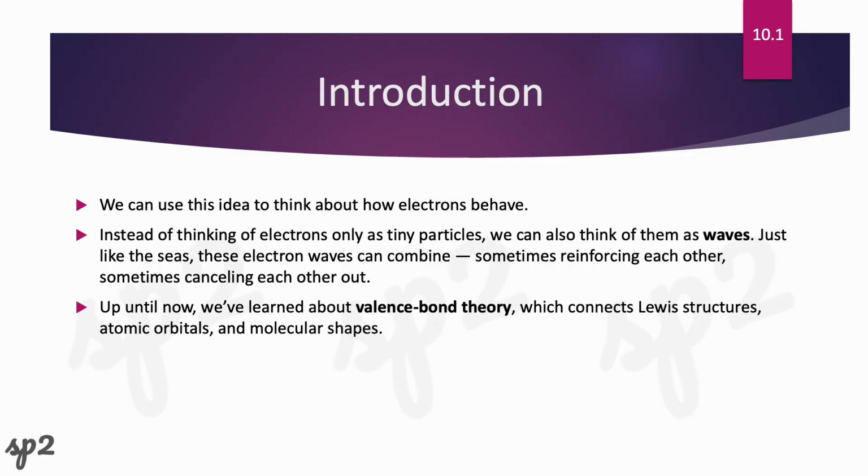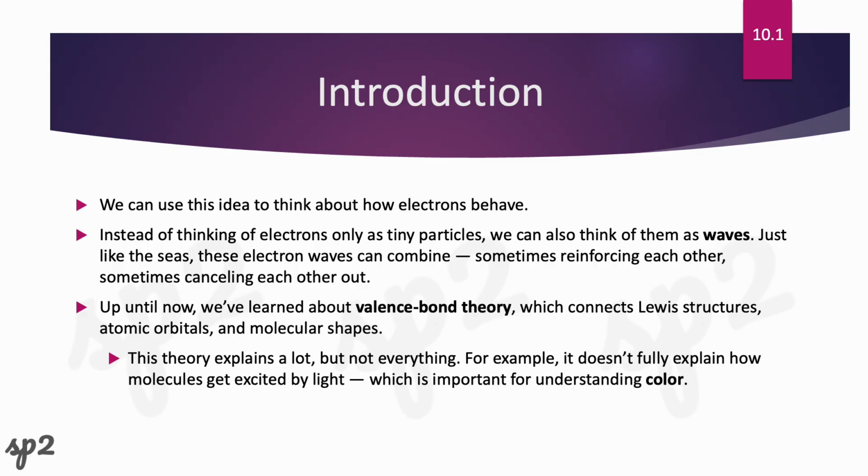Now, if you go back to our old videos, we talked about valence bond theory, which connects Lewis structures, atomic orbitals, and molecular shapes. This theory explains a lot of things, but not everything. For example, it doesn't fully explain how molecules get excited by absorbing light, which is a very important concept for understanding colors.